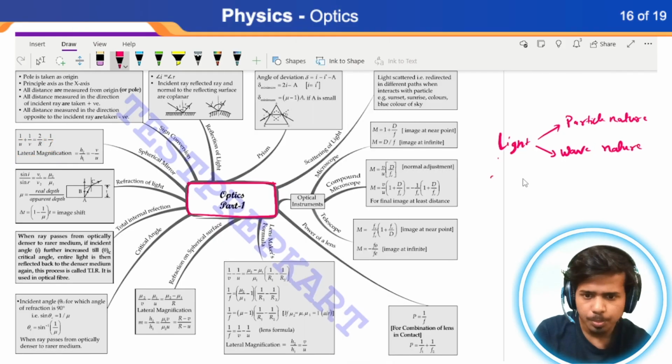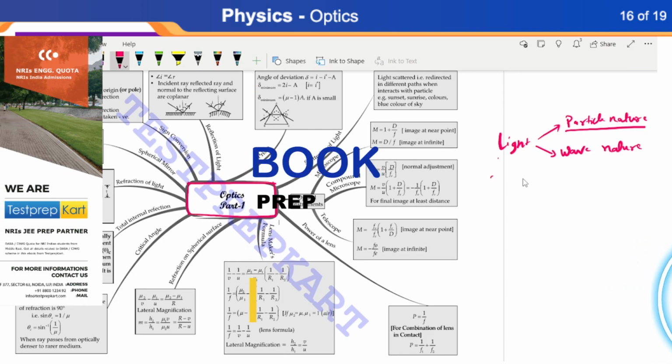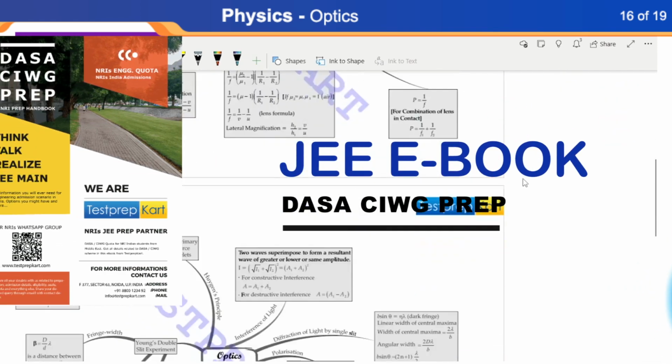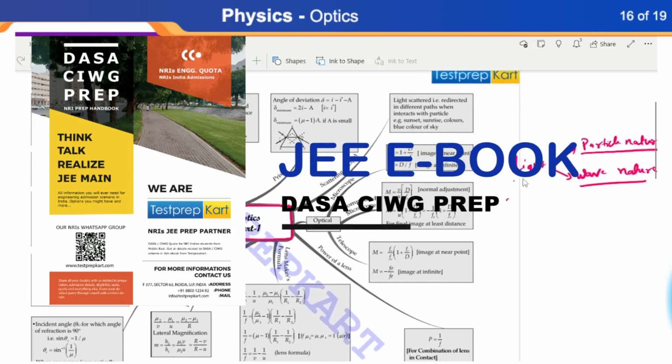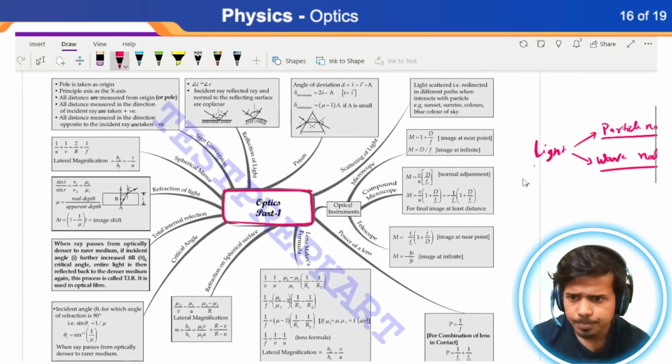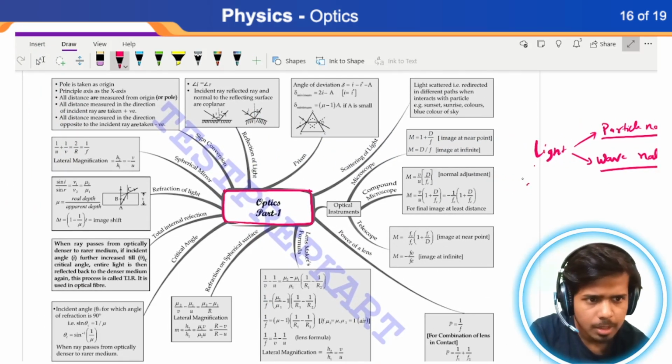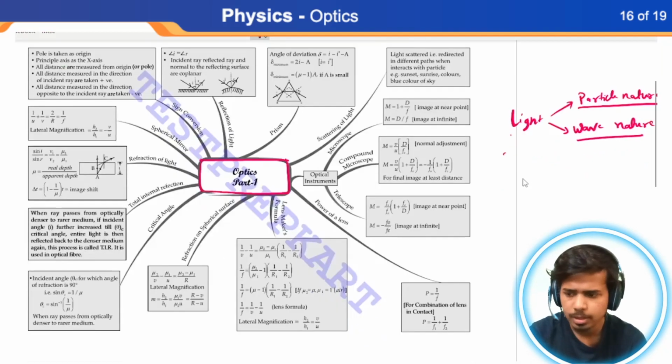So in this part 1 of the mind map we are going to discuss particle nature, and then in the second part, which is this one, we will discuss the wave nature. All right, let's start.